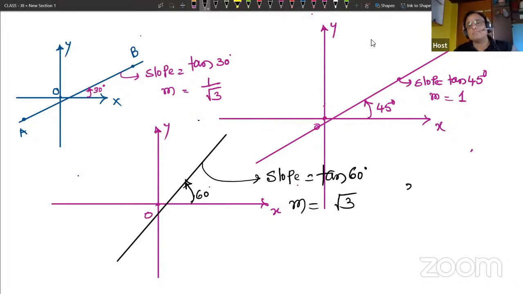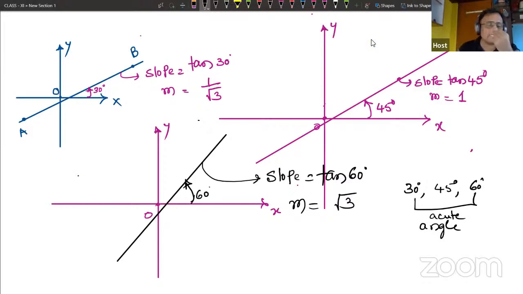What you are observing from the three angles I've taken, my dear students, 30 degrees, 45 degrees, and 60 degrees, definitely these are called acute angles. That means inclinations are acute angles. If the inclinations are acute angles, we are going to get slopes that are positive. Look here, there is no negative sign in the slope. Plus 1 by root 3, plus 1 and plus root 3. So this much you remember it. Whenever the inclination is an acute angle, then definitely the slope of that line is always positive.